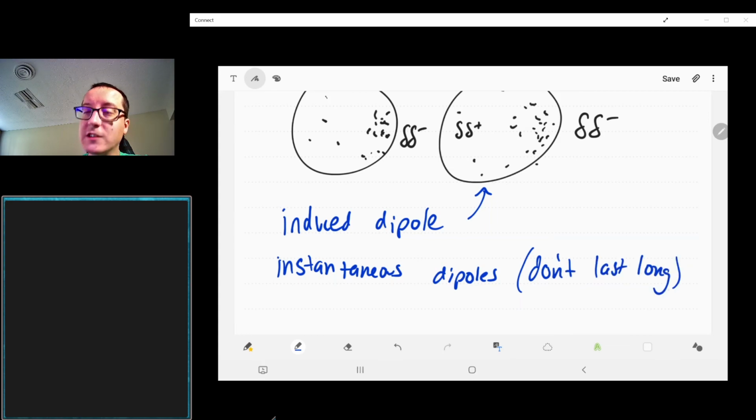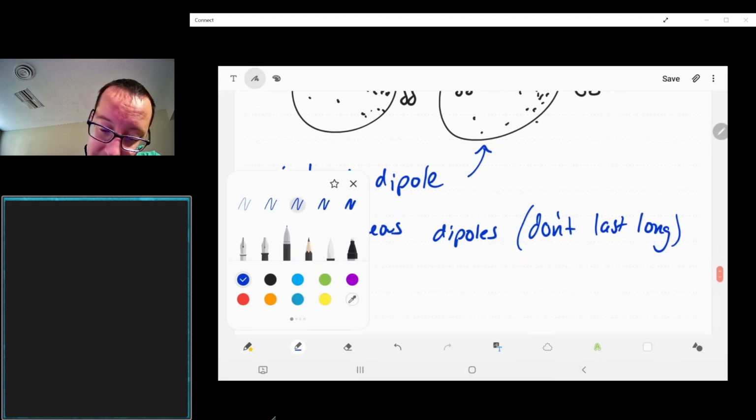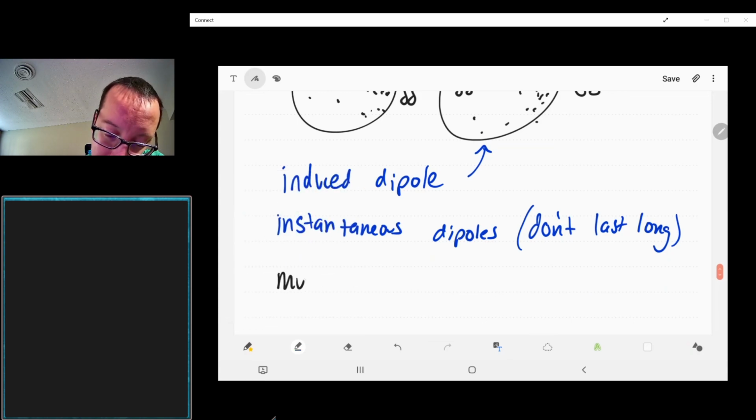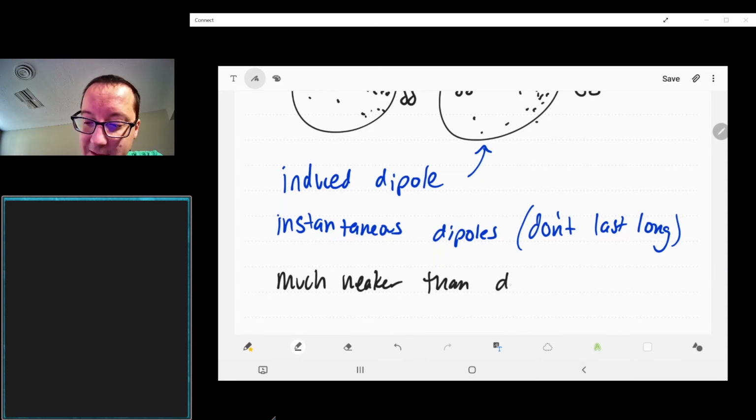These are fractions of a second. So, microseconds, nanoseconds, femtoseconds, picoseconds. These are just tiny, tiny, tiny bits of time where this can happen. However, when it does happen, we saw before that when we have a positive and a negative, they can interact together, and that can be an attractive force. However, we see that this is much weaker than a dipole-dipole interaction.